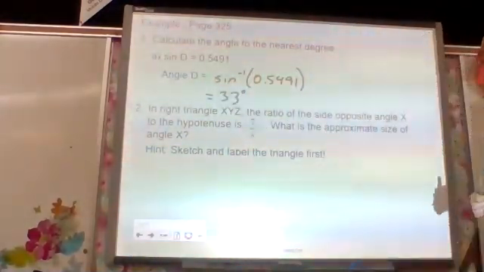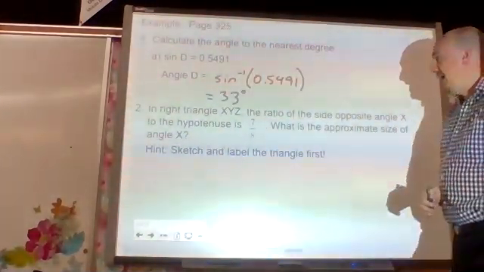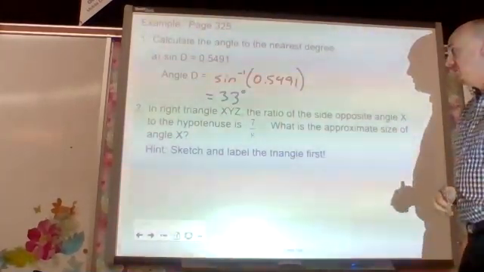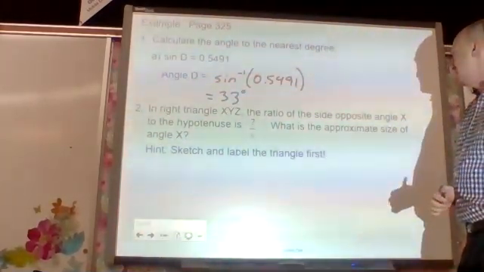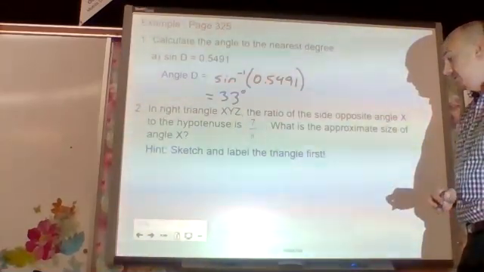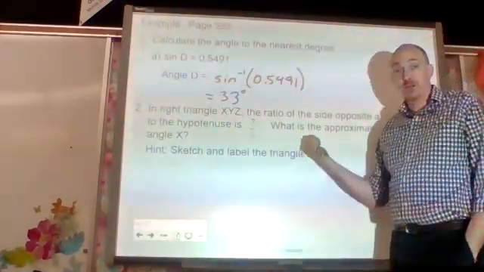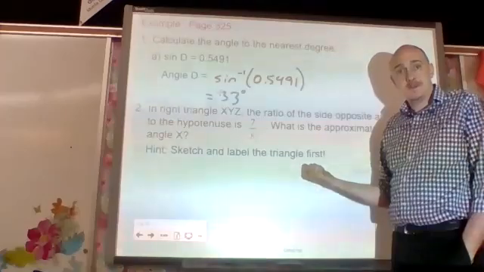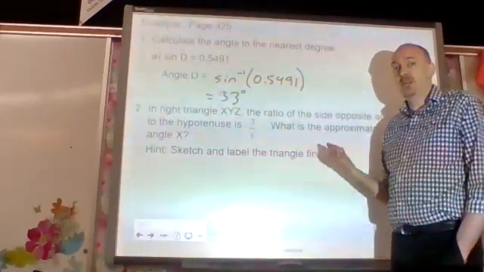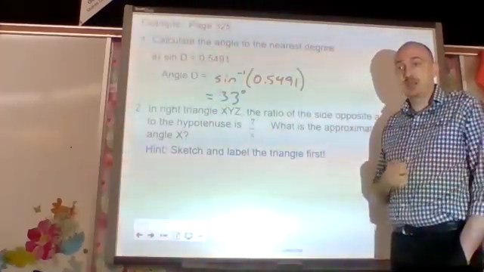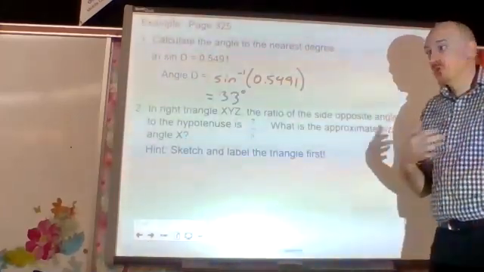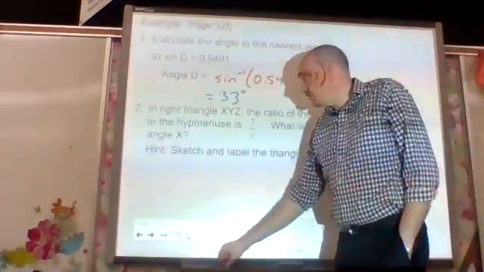If we have right triangle XYZ, the ratio of the side opposite angle X to the hypotenuse is 7/8. What is the approximate size of angle X? Some people are going to be tempted to jump right into this. There's like an 80% chance you're going to get the wrong answer if you don't draw a diagram first. Draw the diagram, it's easy. We're always doing right triangles.